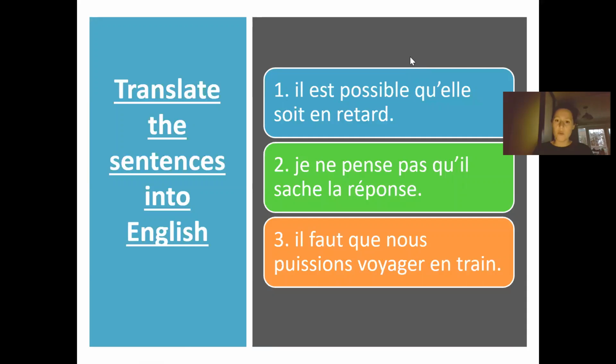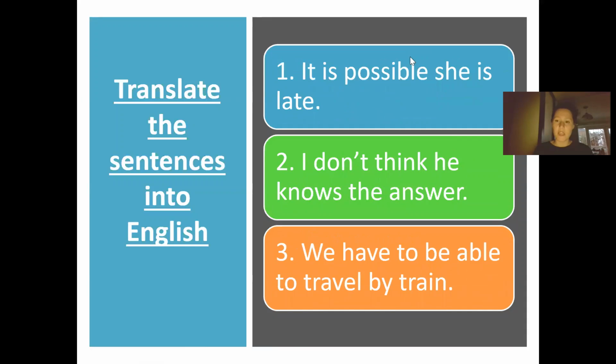Right, so let's have a look at how you translated these three sentences. It's possible she's late. I don't think he knows the answer. And number 3 was, we have to be able to travel by train. Yes, I know what you're thinking. Gosh, it looks like the present tense in English. Yes, but in French, that's the thing. These are structures followed by a subjunctive.